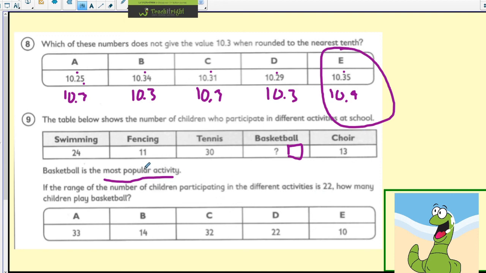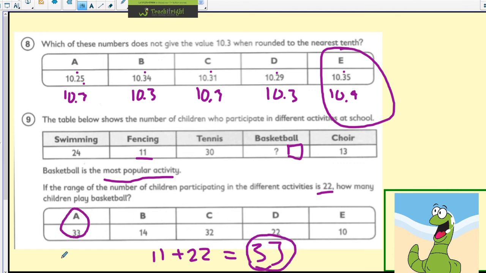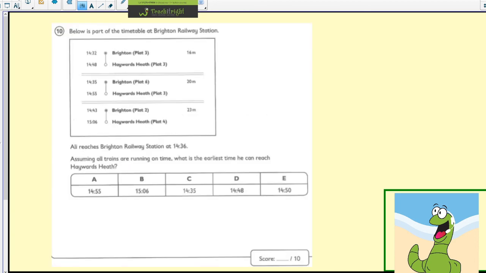So if I find the smallest number, and I add the range to it, I will get the largest number. That means the largest number says 33, and is that the largest number? Yes, it is. So my final answer is A, 33. And that's about range being the biggest, take away the smallest. So I went in reverse. 33, take away 11, does give us the range of 22. So I can just check that out there.